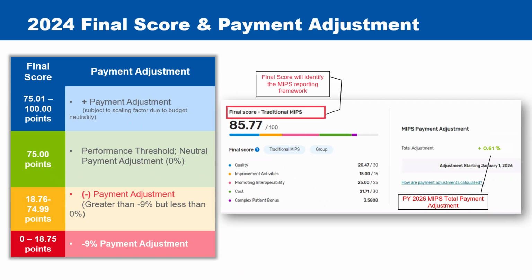If you receive exactly 75 points, you will neither gain a positive nor a negative adjustment. Rather, you'll continue to receive the Medicare Part B standardized rate.